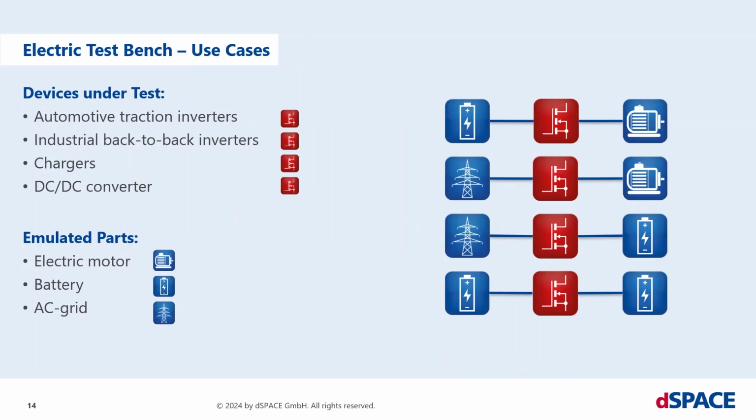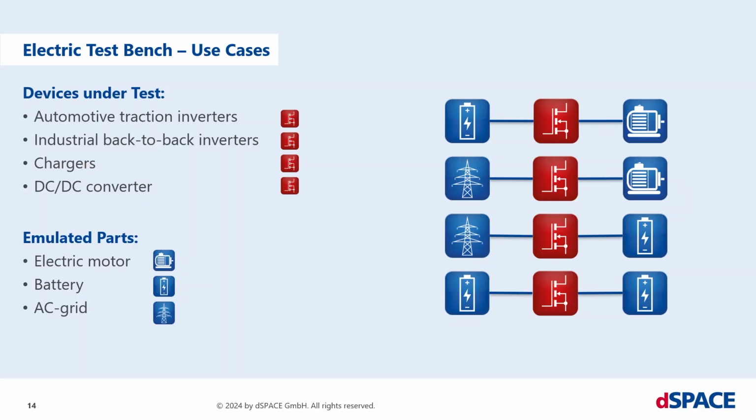So I can cover testing an automotive traction inverter that would be having a DC source and an AC sink. Here in the middle is our automotive traction inverter, which is the device under test. We can also test industrial back-to-back inverters by emulating a grid on the left-hand side and a machine or a generator on the right-hand side.